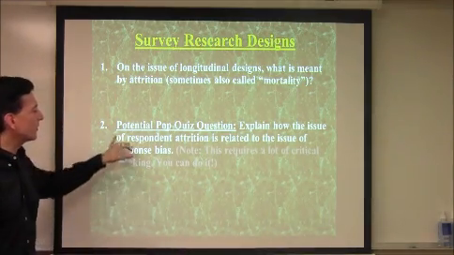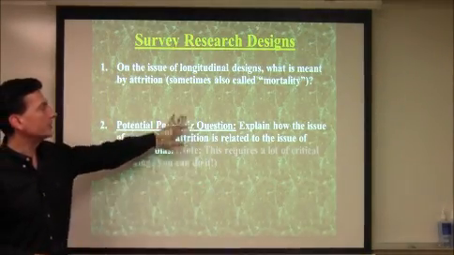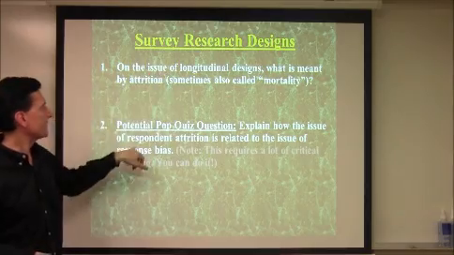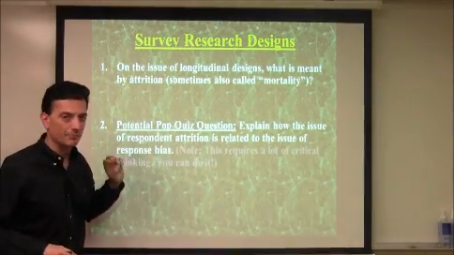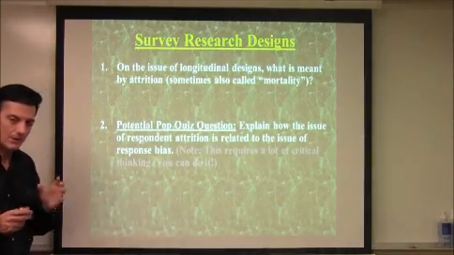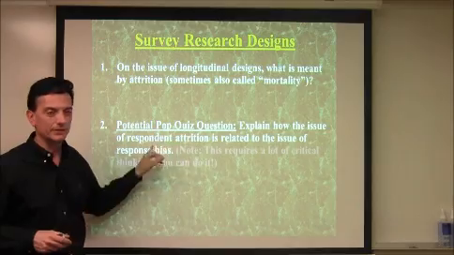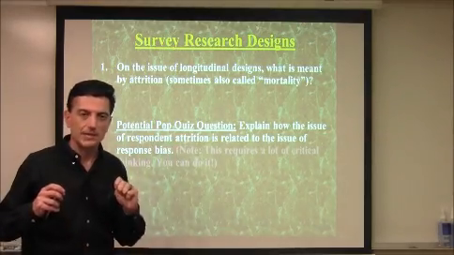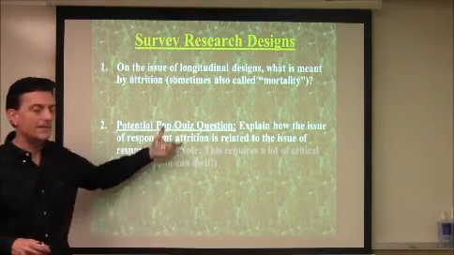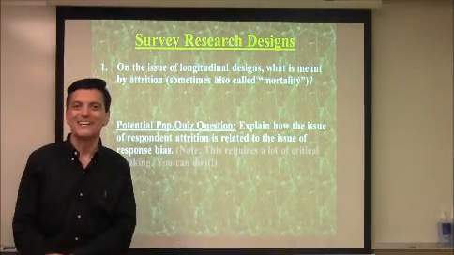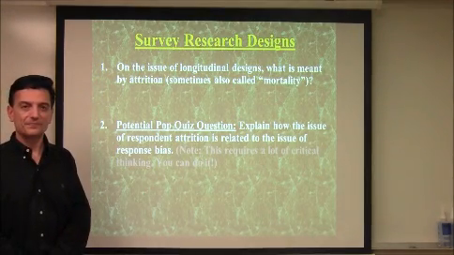Okay, welcome back, and we'll go to our next potential pop quiz question. Explain how the issue of respondent attrition, which is what we just defined up here, relates to the issue of response bias. Okay, so how are those two notions related? We've talked previously about response bias. How does that relate to respondent attrition? This will take quite a bit of critical thinking, but I'm hoping that if you're really trying to connect these ideas across lectures, you'll be able to do this. So we'll give you a moment to think that one through.